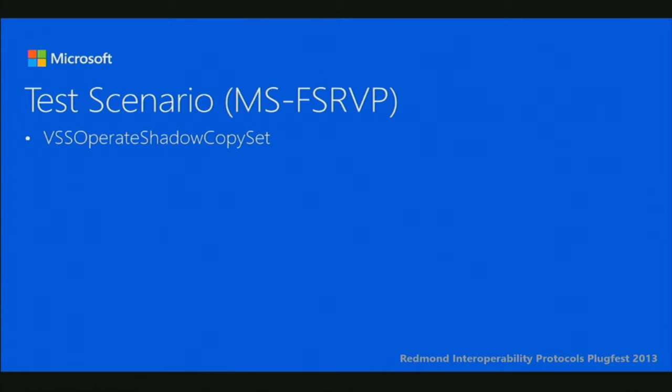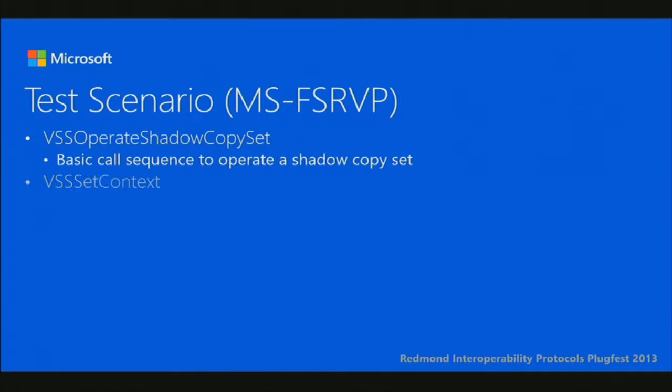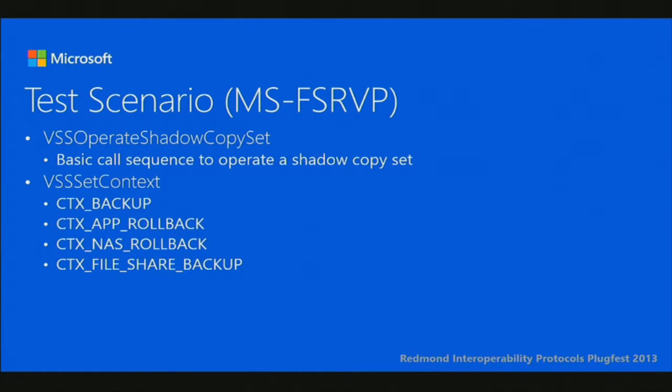For FSRVP, we test some basic call sequences for the FSRVP. Assure the server can create a VSS shadow copy for the remote share. And we also test the valid context. This context comes from the specification. And also we set an invalid context to test the server's response.